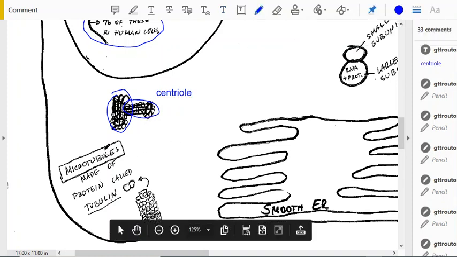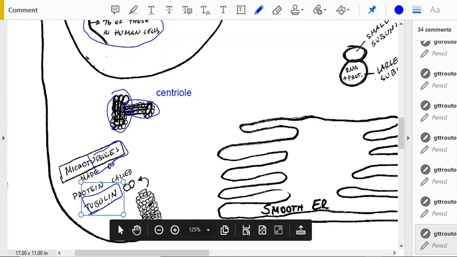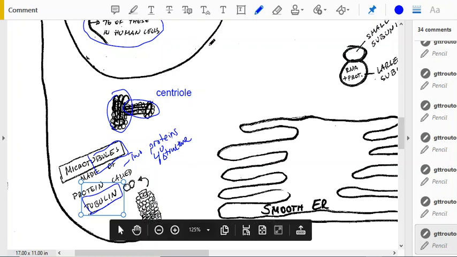Your microtubules are going to be made out of a protein called tubulin. Not a very creative name, but it tells you exactly what it is made out of. For fun, it's kind of like a fun fact, this is made out of 2 proteins, so it does have quaternary structure. These essentially act as tracks for the vesicles to move along.